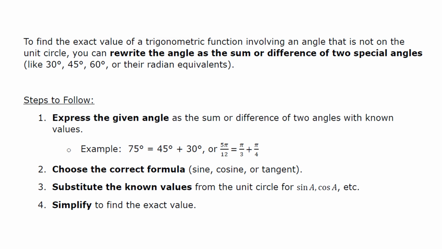Step 2 is to choose the correct formula. So whether that be sine, cosine, or tangent, depending on what your question is asking you to find. Step 3, substitute the known values from the unit circle for sine A, cosine A, sine B, cosine B, tangent, whatever the trig function you are looking for. And then step 4, simplify to find the exact value. So we always want to make sure that our answer is in the most simplified form before concluding with the problem. So let's do some problems together.